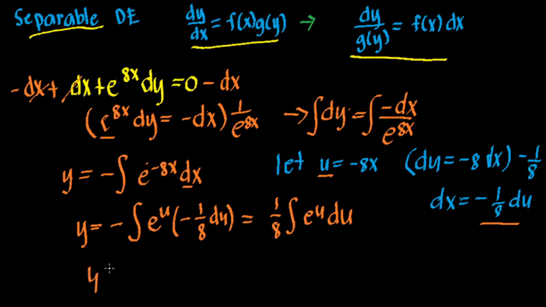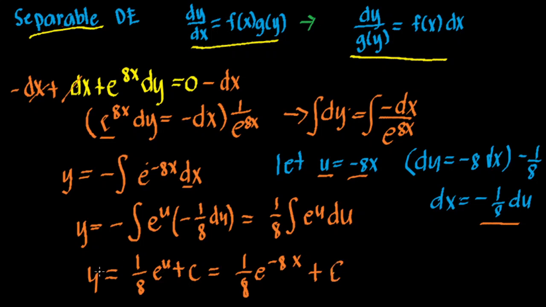So we have 1/8 e to the u plus c, but our u is just this, negative 8x. So we have 1/8 e to the negative 8x plus c. Now this is our solution here.